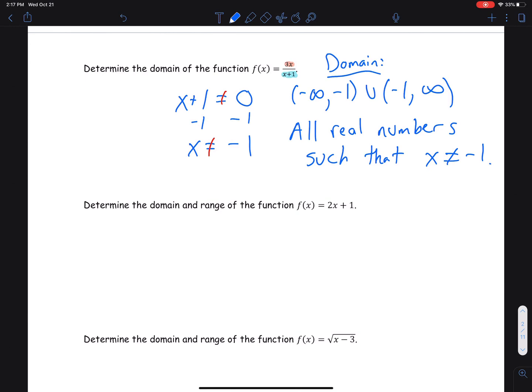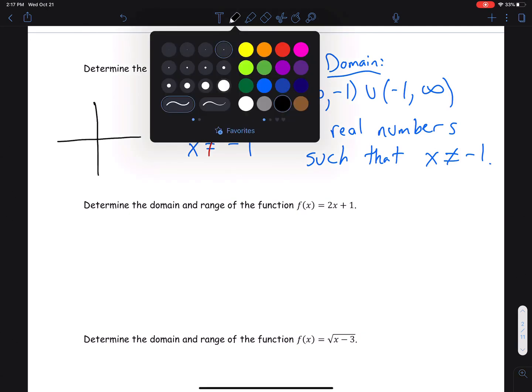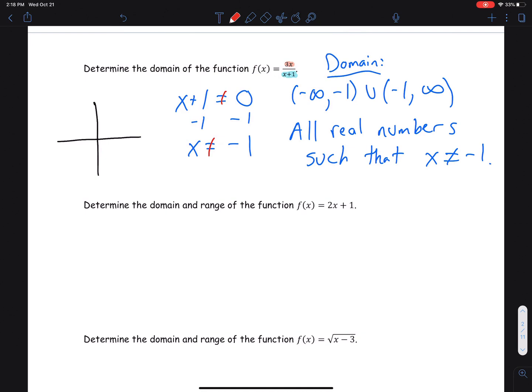And if you think about the graph of this one, it's going to be that hyperbola, which we're going to get into more later on. Here's negative 1 right here. It would look something like this, where it doesn't cross. There's no point when x is equal to negative 1 on the graph.